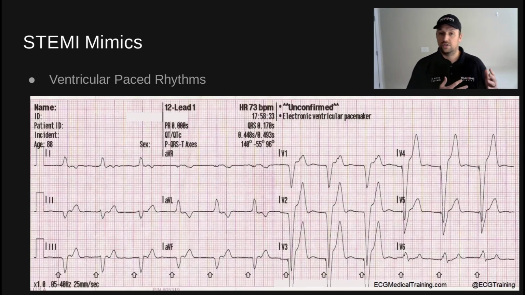On our ZOLL X series, sometimes in the 12 lead you won't see the pacemaker spikes, but you will see them when you're not in 12 lead mode. So don't get confused and call it a STEMI when it's really not.